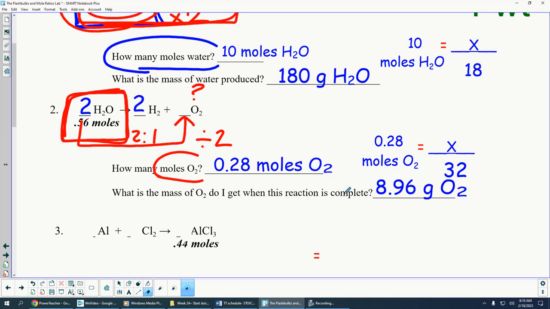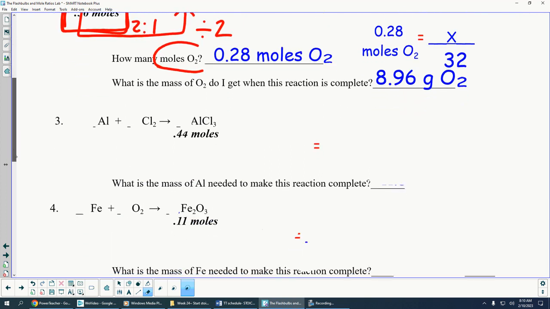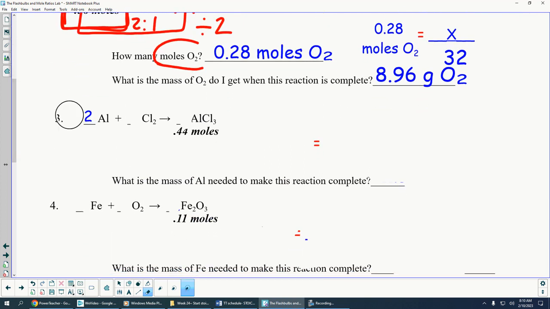Let's do another one. We only got 2 more. We can get them done. Let me take a moment here, and I'm going to balance both of these for you. So for number 3, 2, 3, 2, and for number 4, 4, 3, 2. Ready? Ooh, we're going to go backwards. It's going to be okay. Stay with me.